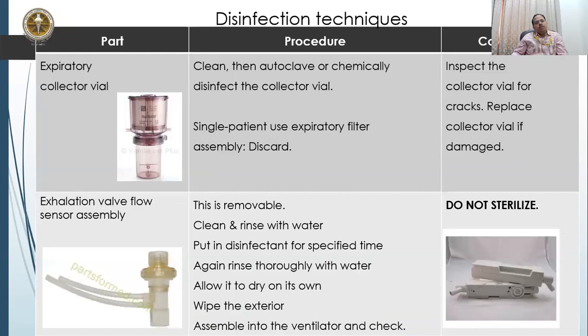Now I am showing you one expiratory collector vial with an expiratory capsule. What you need to do here is, this expiratory collector vial has two parts. The upper one is autoclavable. For the lower one, you can either use a disinfectant agent or you can autoclave it. But don't use liquids on the upper part. This is called the expiratory HEPA filter along with the collector vial. Now in the lower part of the slide, you see the exhalation valve flow sensor assembly.